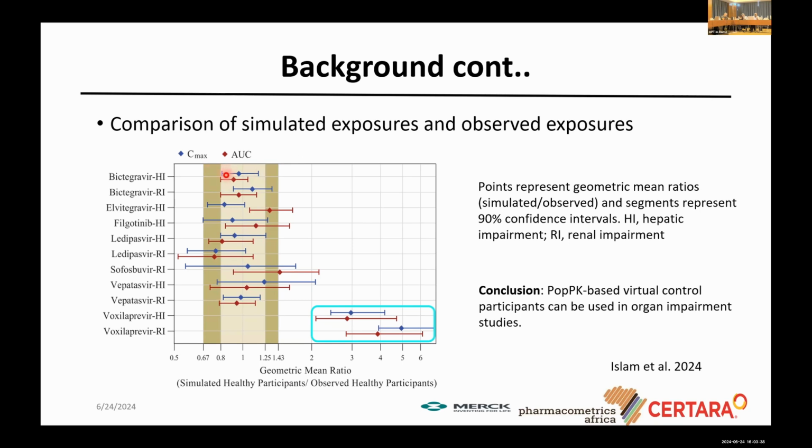and the AUC. What we can take from the study is the geometric mean ratio was between 0.8 and 1.25, with the exception of the discordance from one drug. As earlier stated, they had no healthy control groups in that study, which further suggests that the use of a PK model from an organ impaired study would predict poorly for the virtual control. The main conclusion from the study is PK-based virtual control participants can be used in organ impaired studies.